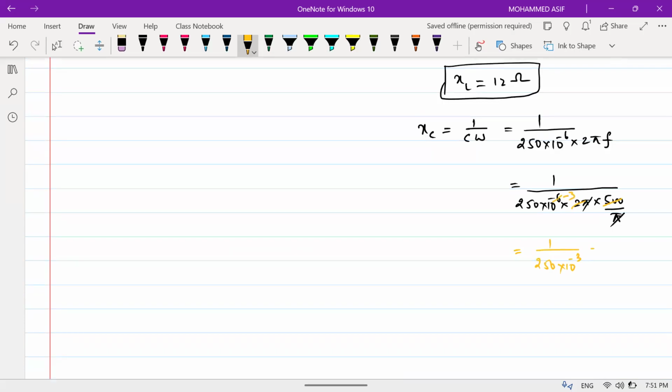So this value will be equal to 1 by 250 into 10 power minus 3. If 10 power minus 3 goes up, this becomes 1000 divided by 250. This zero will get cancelled, so it is 4. 25 fours are 100. So the XC value is equal to 4 ohms.